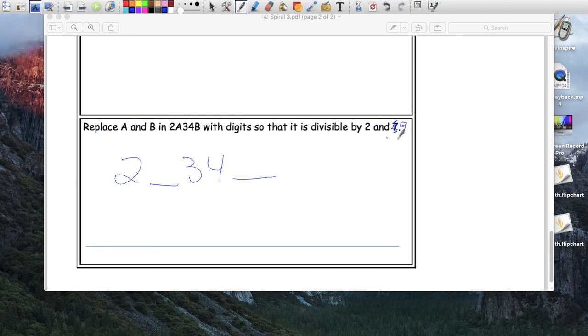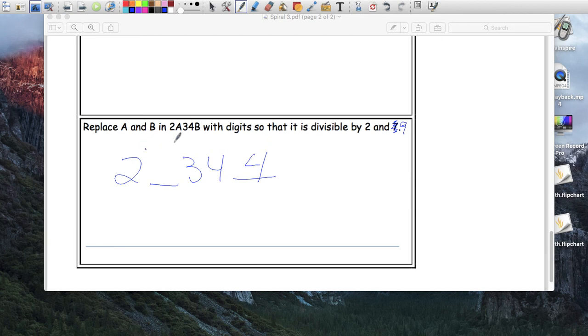Actually, I'll change the sheet. So, to be divisible by 2 and 9, it has to be an even number, and the sum of all the digits has to be divisible by 9. So, let's pick an even number. 4. Now I know it's divisible by 2. Now, for this to be divisible by 9, I have to add it up. Whatever number I get has to be divisible by 9.